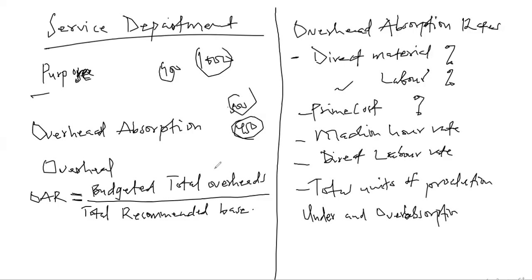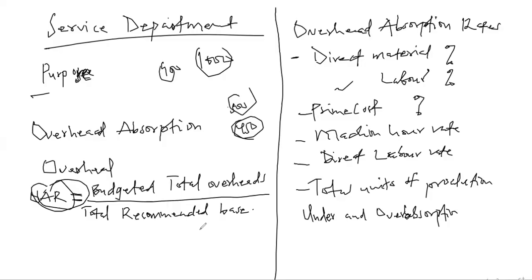Also, it could be that we underestimated the overhead rate. Sometimes the OAR that you used, you underestimated it. So if you underestimate it, the probability that you under absorbed overhead is also high. And also sometimes there is inefficiency or wastage. If there is wastage, then it means that there's going to be under absorption.